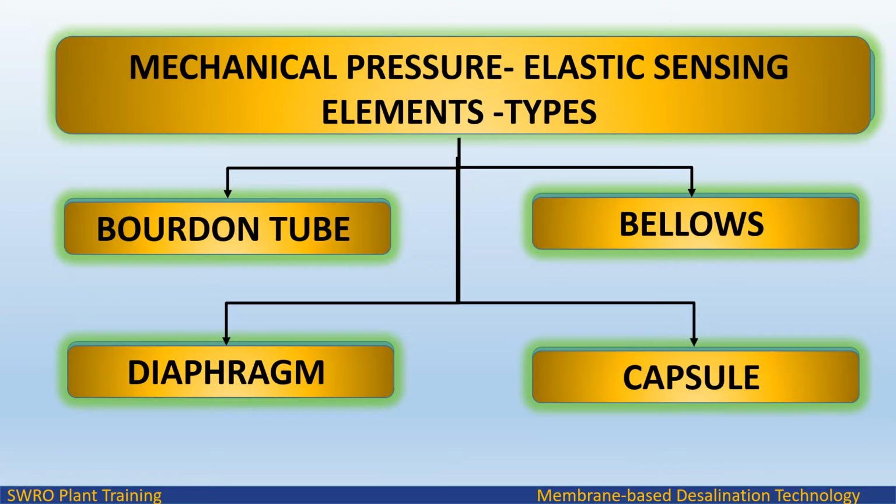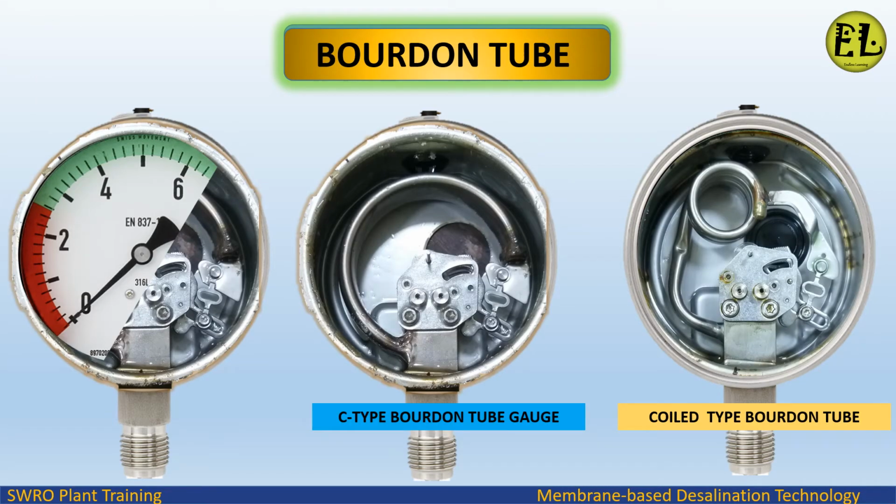Mechanical pressure gauge elastic sensing element types. They are classified into Bourdon tube gauge, bellows gauge, diaphragm gauge, and capsule gauge. Bourdon tube pressure gauge. The two common types are C-type Bourdon tube and coiled type Bourdon tube.